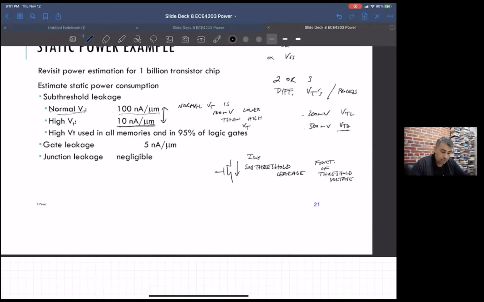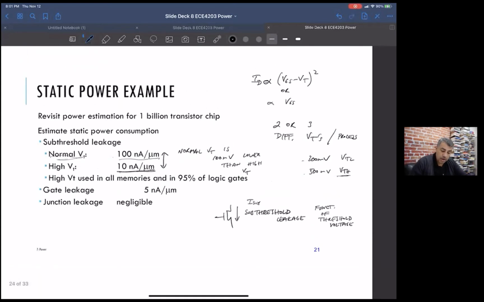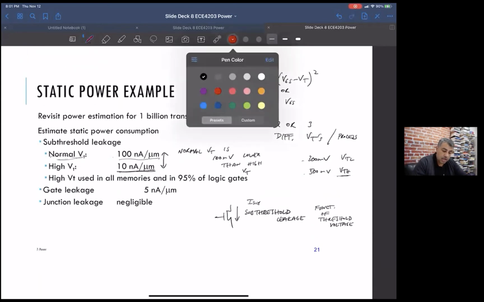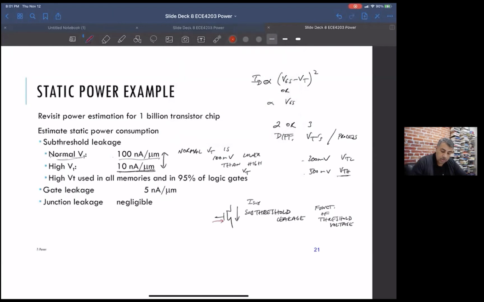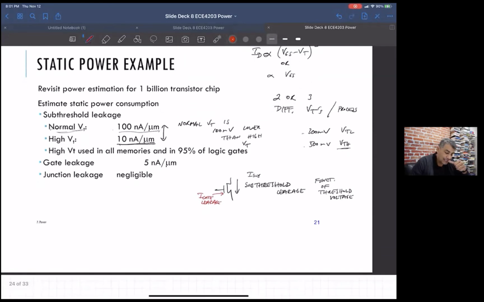Then also starting in the tighter processes, you started having a gate leakage current, which was also very disturbing when it happened. I'll bring this up in the phase lock loop class. But compared to the subthreshold leakage, it's usually not very much. It's not a huge amount.